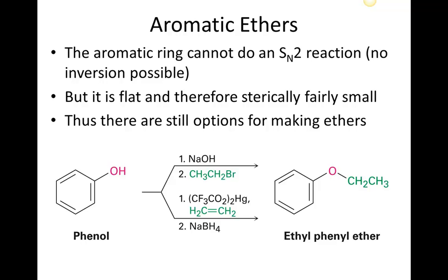Now, aromatics, as I said earlier, do not do SN2 reactions because you can't invert this carbon, but you can still make aromatic ethers, as we saw an example earlier in the chapter. So if we wanted to make this ether, we could either do the Williamson ether synthesis, so we make this guy into the base nucleophile, and then do the SN2 reaction on this guy. Or we could do the mercuric acetate.